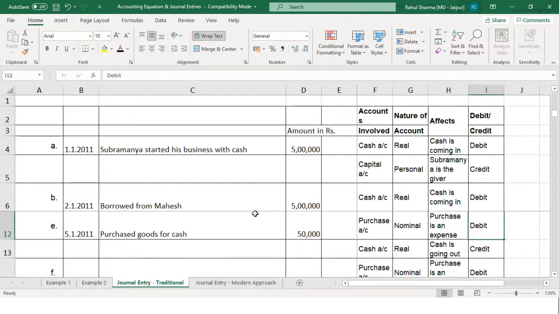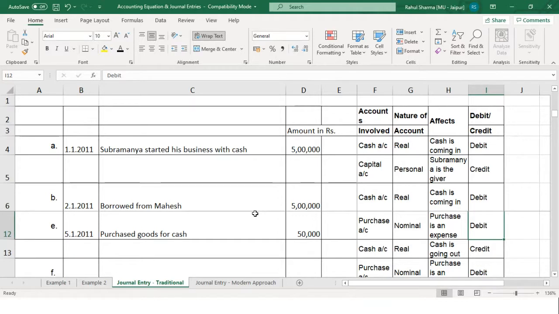Now we have the next example where the goods are being purchased for cash. So I purchase goods for cash. Purchases is an expense for the business, and all expenses fall into the category of nominal account. The nominal rule says debit all expenses and losses. So I have a purchase account, which is an expense. I need to debit it. So I debited it, and I have purchased it for cash, so cash is moving out.